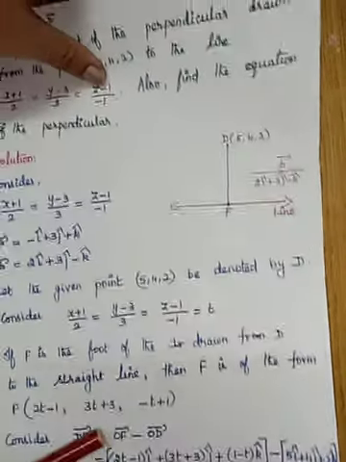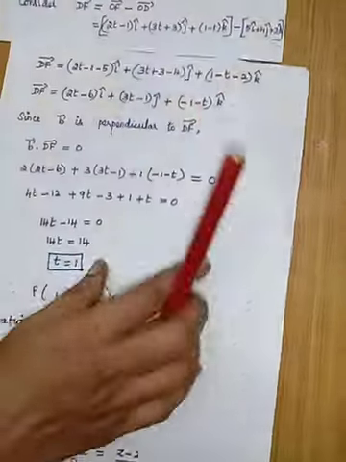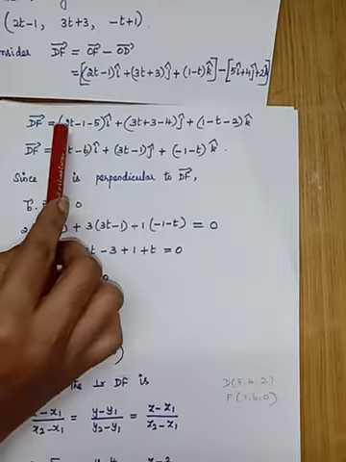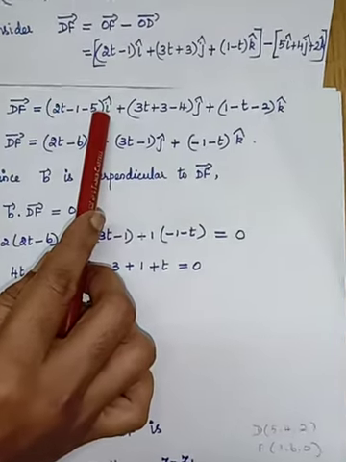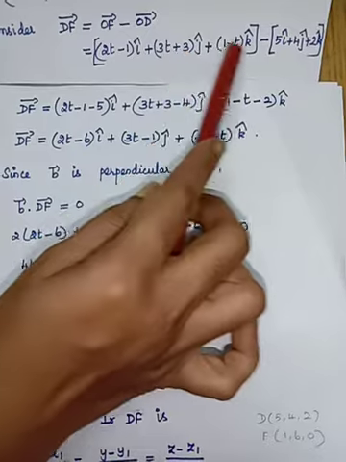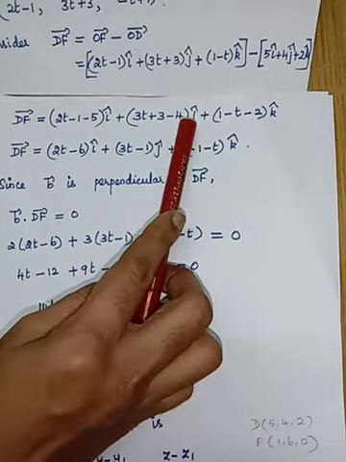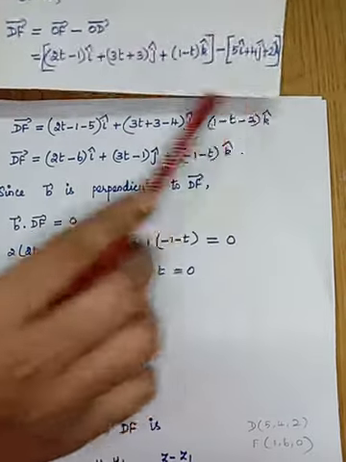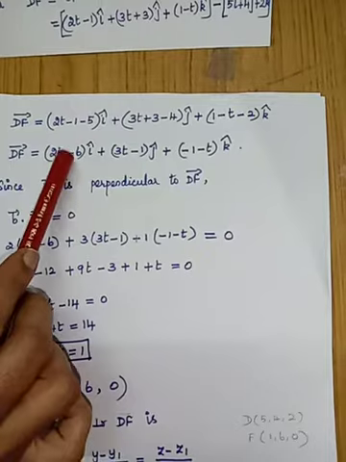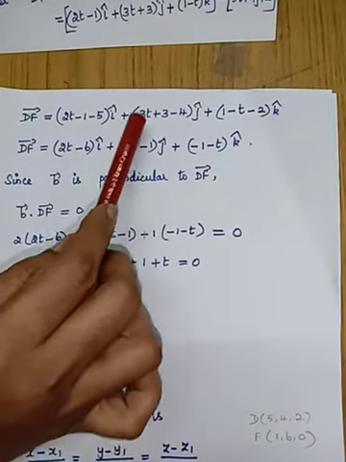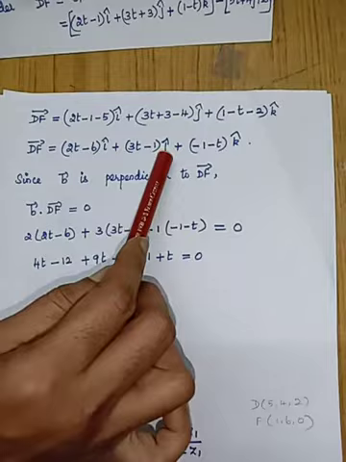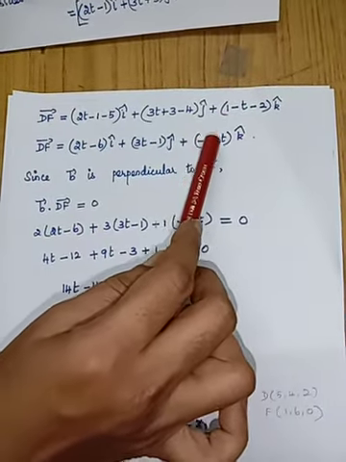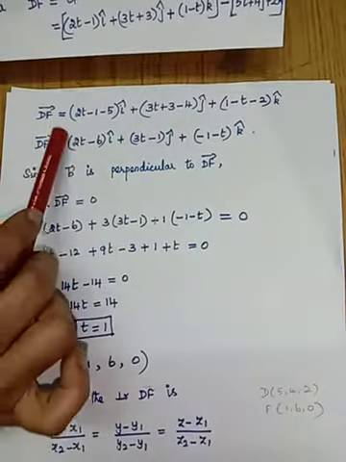Now you have to do the subtraction. Look at this: 2t minus 1 minus 5 into i cap plus 3t plus 3 minus 4 into j cap plus 1 minus t minus 2 into k cap. When you simplify, it is (2t minus 6) i cap plus (3t, 3 minus 4 is minus 1) j cap plus (minus t, 1 minus 2 is minus 1) so (minus 1 minus t) k cap. So we have found the DF vector.